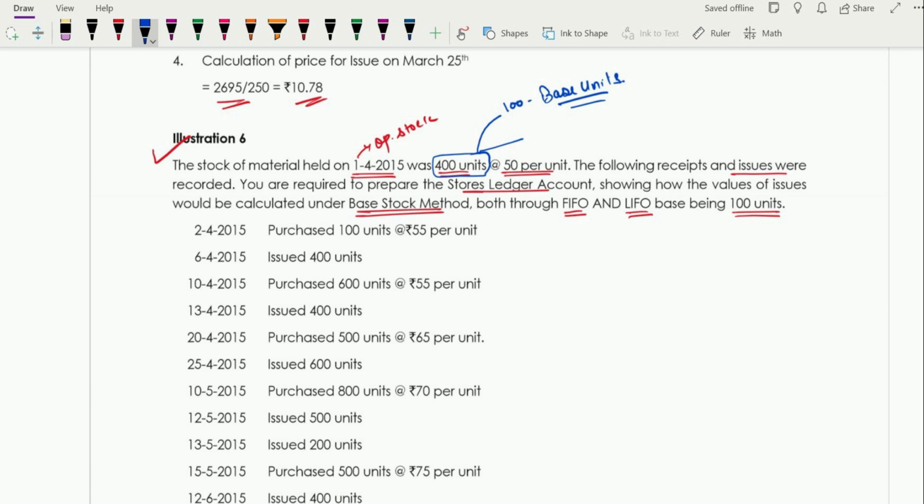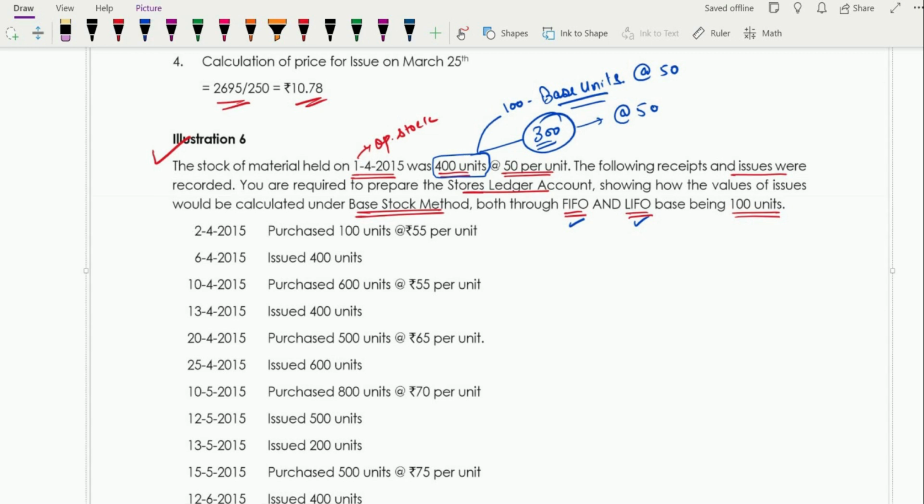That is 100 units. The remaining 300 units are freely available at 50 only. You can utilize it, you can issue it as per the FIFO method and as per the LIFO method, as per the method that is specified. Here he says you have to calculate it by the FIFO method and the LIFO method, but you have to consider the base stock method. That means you have to keep a base of 100 units. You are not going to issue these units until and unless it is very much required. Clear? Any doubts?